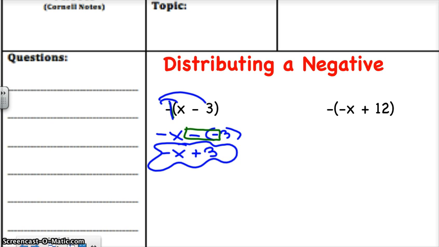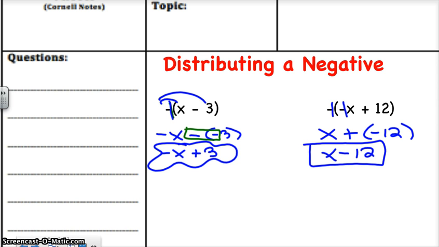Negative 1, this is a 1, times negative x plus 12. That's a 1 in front of the x. So negative 1 times negative 1 is what? 1, right? Just x, 1 times x, which would just be x. Plus, negative 1 times 12 is what? Negative 12. Now if I add a negative, what do you think that is? Is that adding or subtracting? Subtracting. So I rewrite this as x minus 12. Now I am done. It's fully simplified.